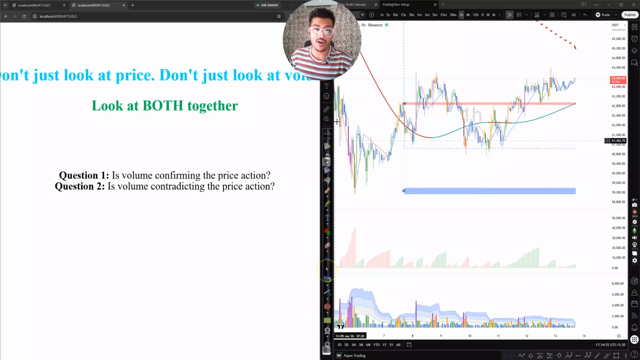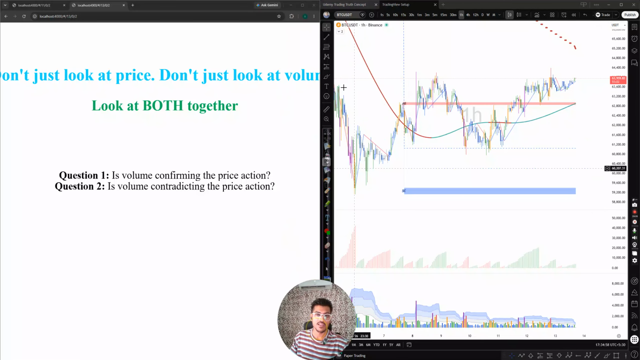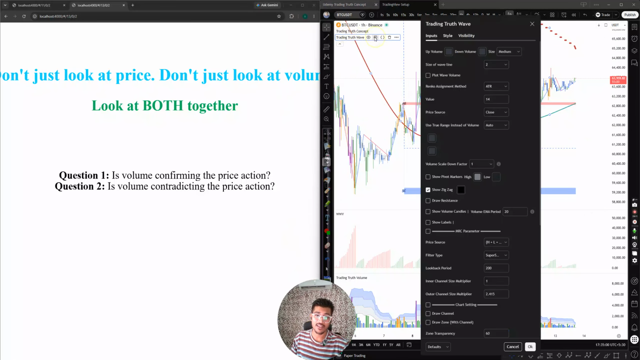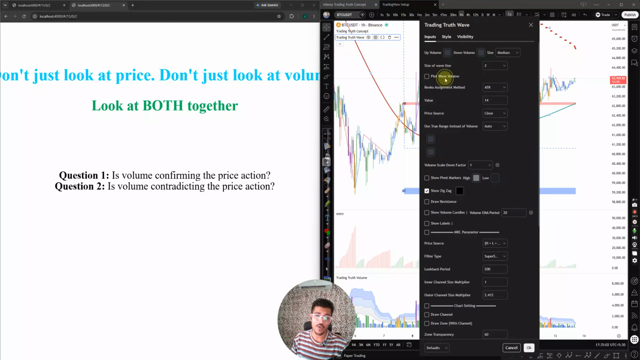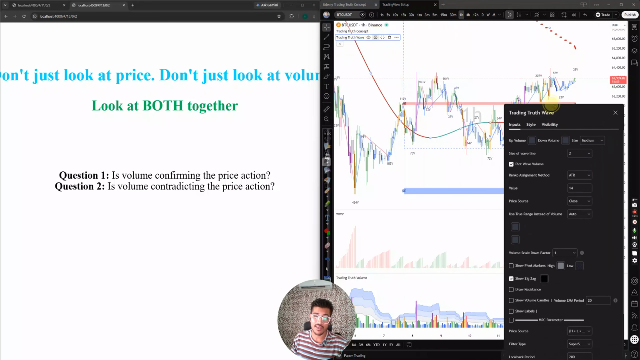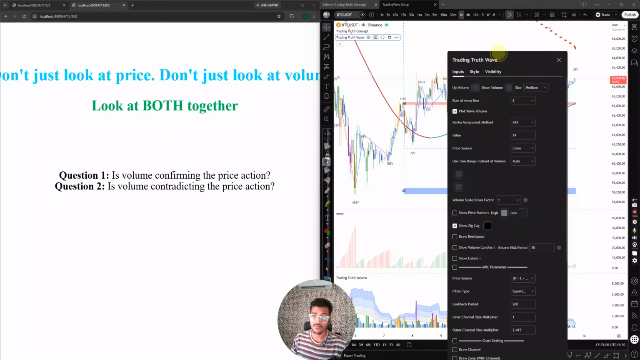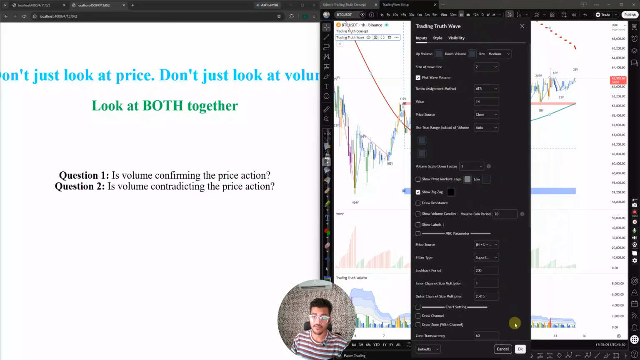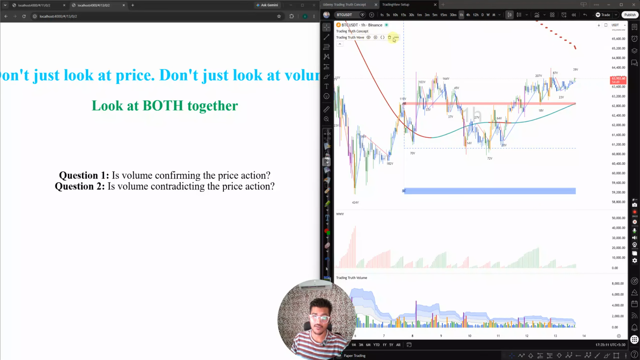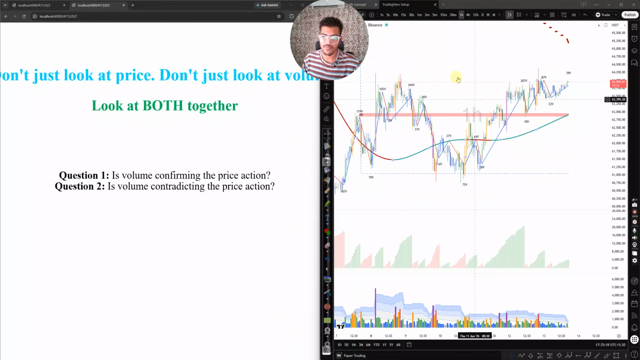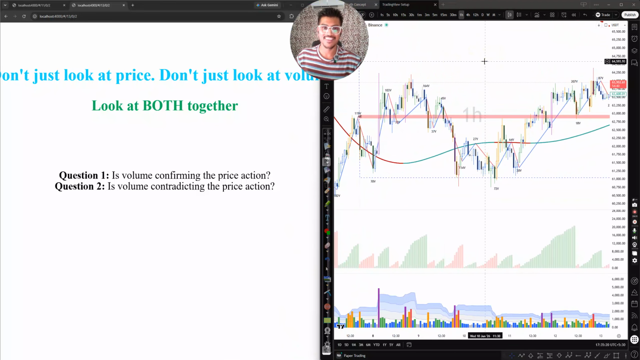And let me tell you an easier way of reading this. The very simple and easy way of reading this is you can just add the plot wave volume, and it's going to plot that there. Let me add it again so it looks much sharper. So see, this is the edge that I want to teach you guys: how to combine volume and price. Look at them both together.